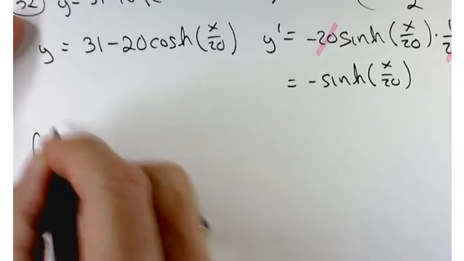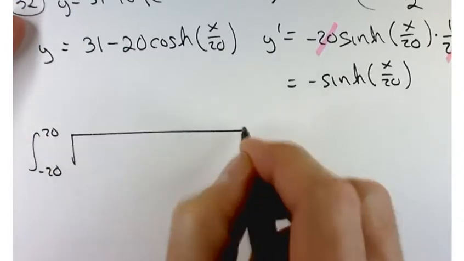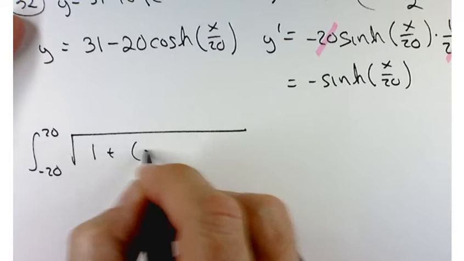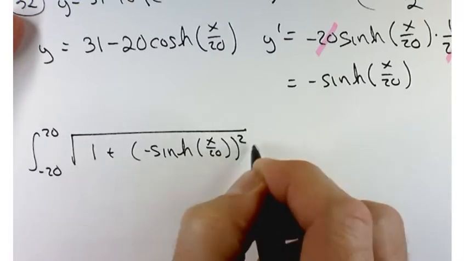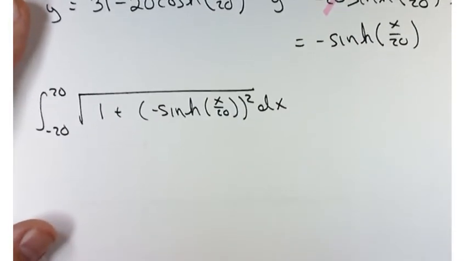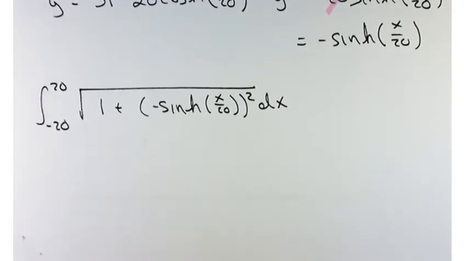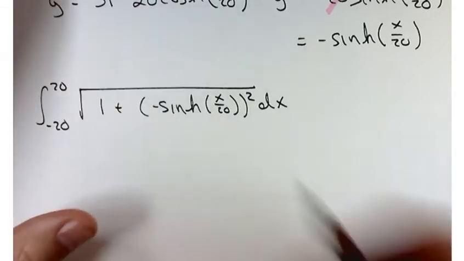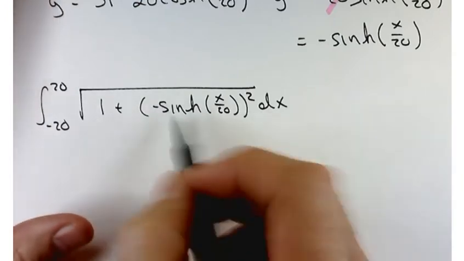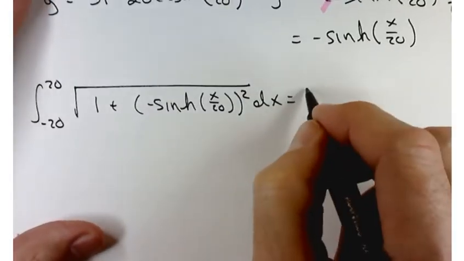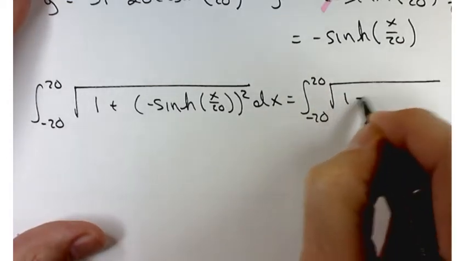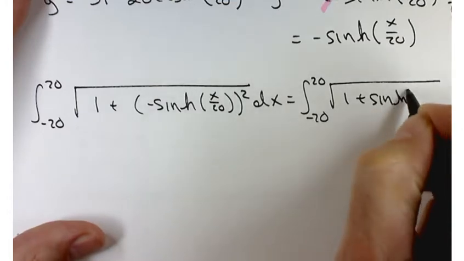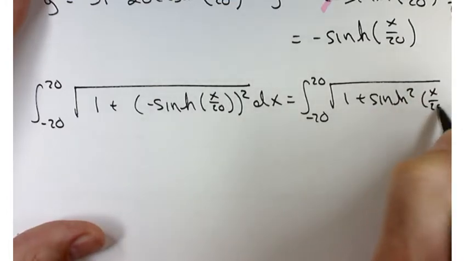So negative 20 to 20, the square root of 1 plus negative sinh of x over 20 squared dx. What happens to this negative when I square this thing? It becomes positive, disappears. So good. 1 plus sinh squared of x over 20.